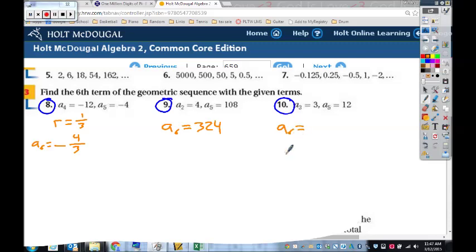And for number 10, you're going to get two different ones. So those again where we had your square root. You would have gotten either 24 or negative 24.